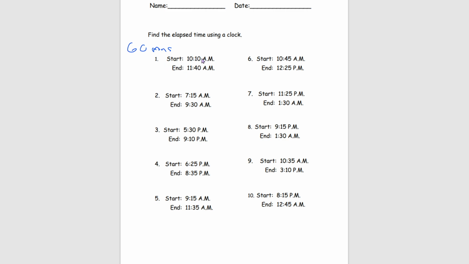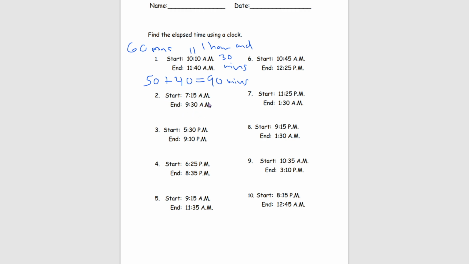And to get to 60 from here, we have to add 50. So let's put 50 minutes on the side right here. When we add 50 to it, it becomes 11. And since we need 40 more minutes to get to 11:40, we can add 40. So we can add these two together. We get 90 minutes. And if we want to simplify that, that's basically 1 hour and 30 minutes for number 1.